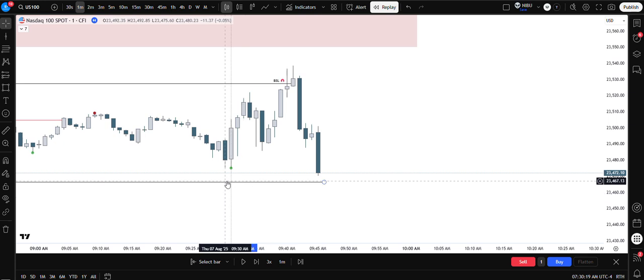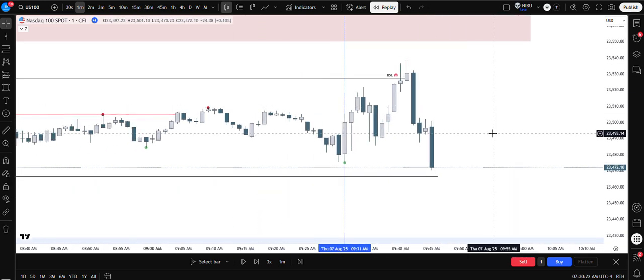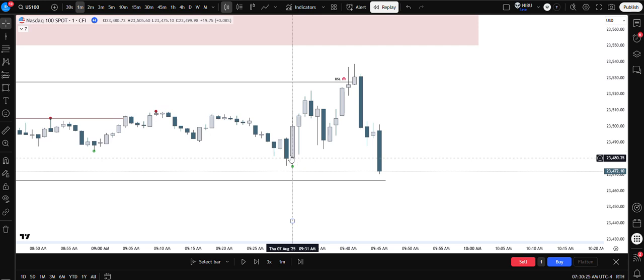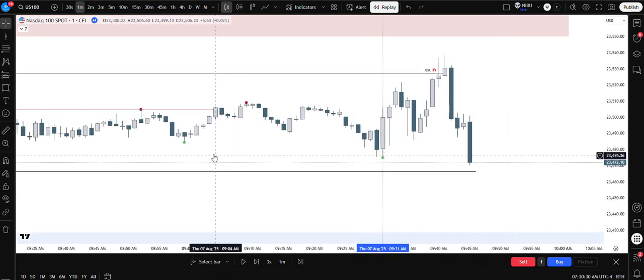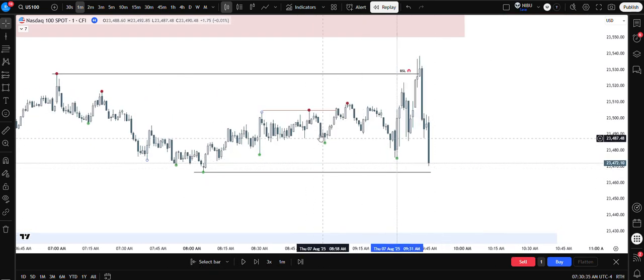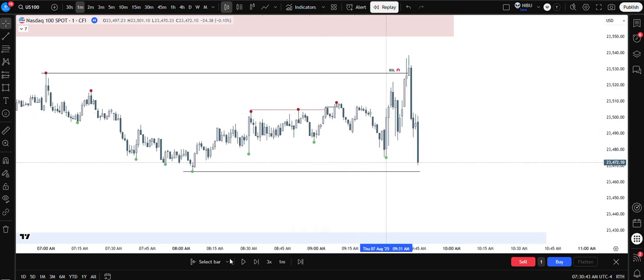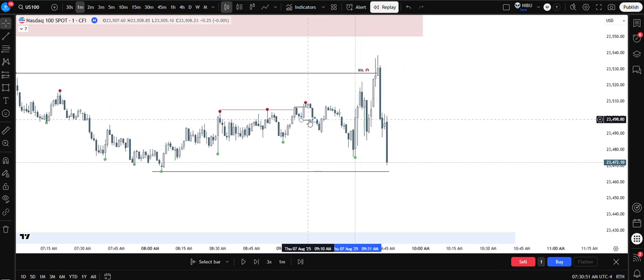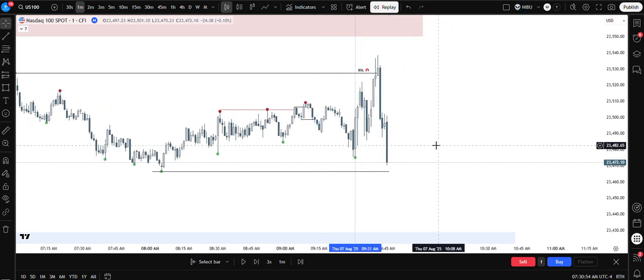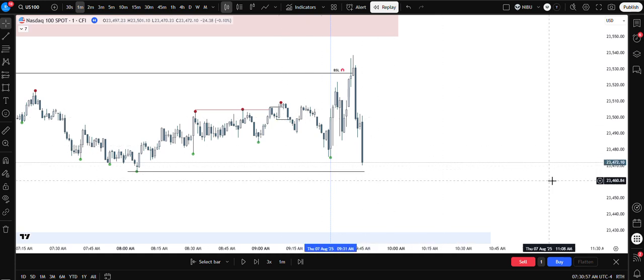Let's move to 1 minute. You can see 9:30 opened here and price started moving upside. Before 9:30 open, you can see price took the 8 AM high, and price gave a momentum shift, strong displacement and everything. But this did not happen from any higher time frame point of interest, that's why we don't trade this.